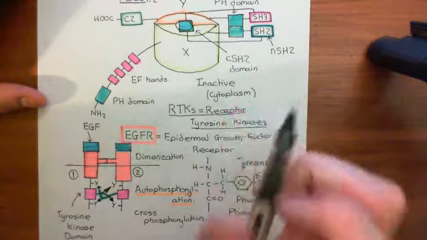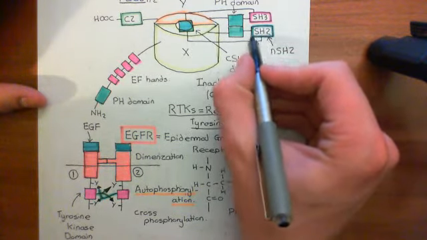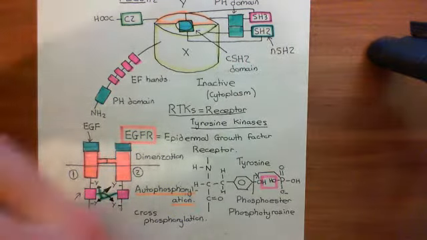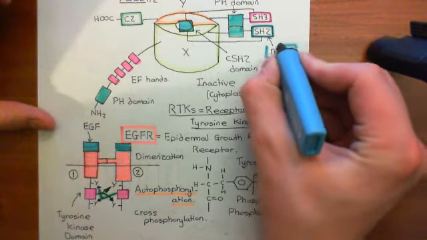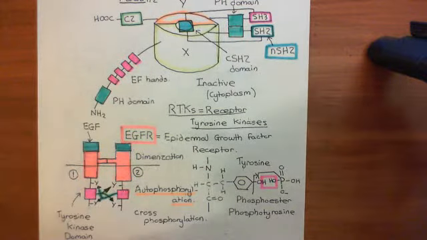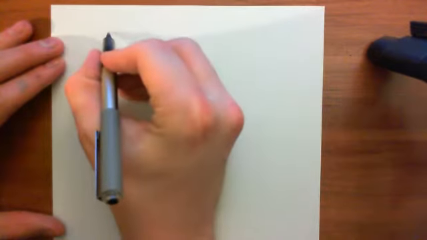Now, how is it going to bind? Well, it's going to bind using this N-Src homology 2 domain, so this one here. The N-SH2 domain is going to bind to a phosphotyrosine residue within the intracellular aspect of the receptor tyrosine kinase. So let's draw this now. Now this isn't going to activate our phospholipase C gamma enzyme yet. It's just going to recruit it at the phospholipid bilayer.